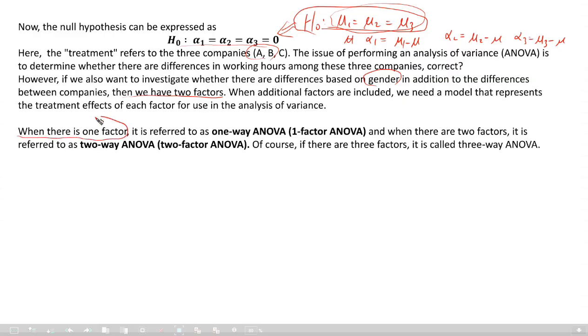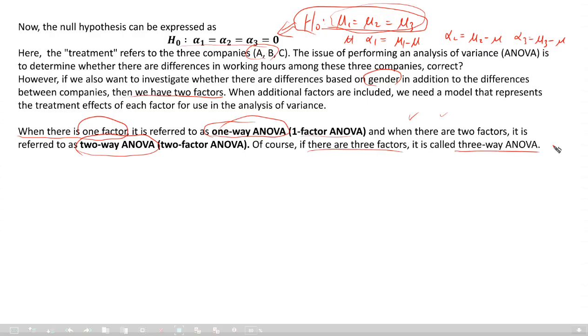When there is one factor, say in this case, company, different companies A, B, C, it is referred to as one-way ANOVA, one-factor ANOVA. Usually many people say one-way ANOVA. And when there are two factors, one is the company, the other one is gender, it is referred to as two-way ANOVA, two-factor ANOVA. Of course, if there are three factors, then three-way ANOVA.